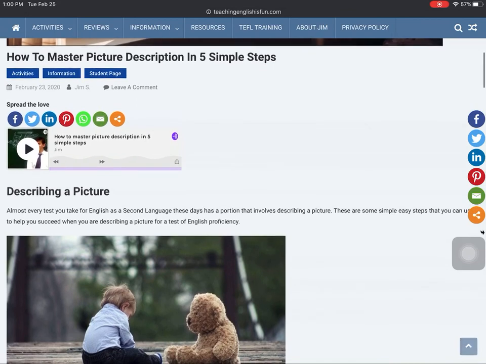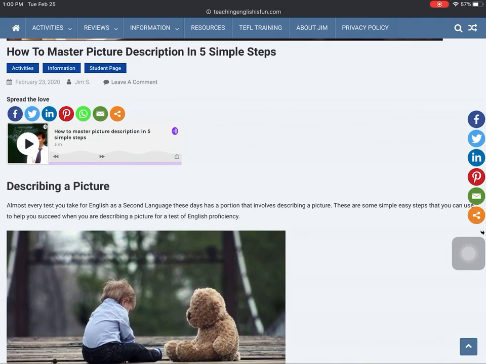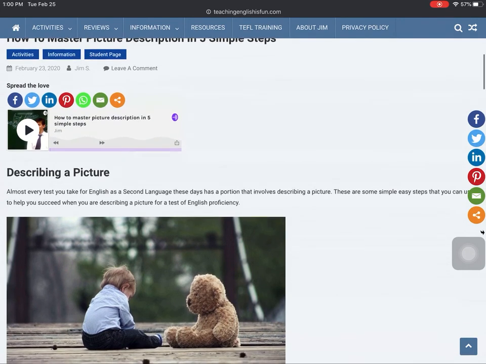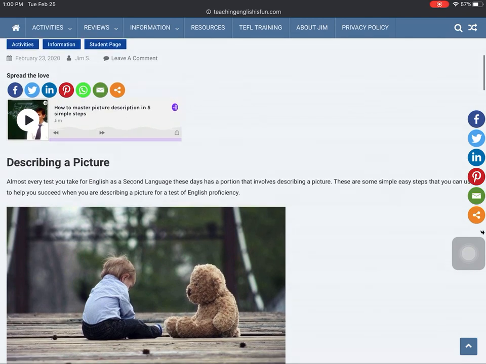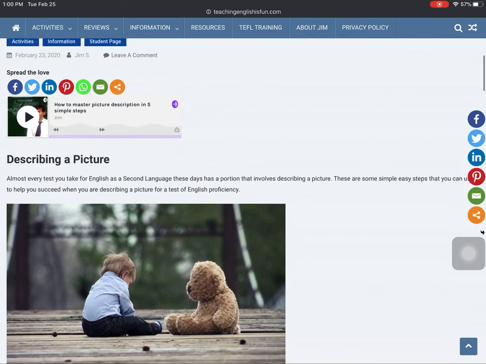So today's class actually, this is the site for teachers by teachers, but I figured I'd make this one a little more student centric, right? So we're focusing on things that kind of help students out. Almost every test that you take for English as a second language these days has some kind of portion that involves describing a picture. These are just some simple steps that you can use to help you succeed when you are describing a picture for a test of English proficiency. Now, these are things that I've taught my students in class, and they actually work. So let's go ahead and go through these right here.